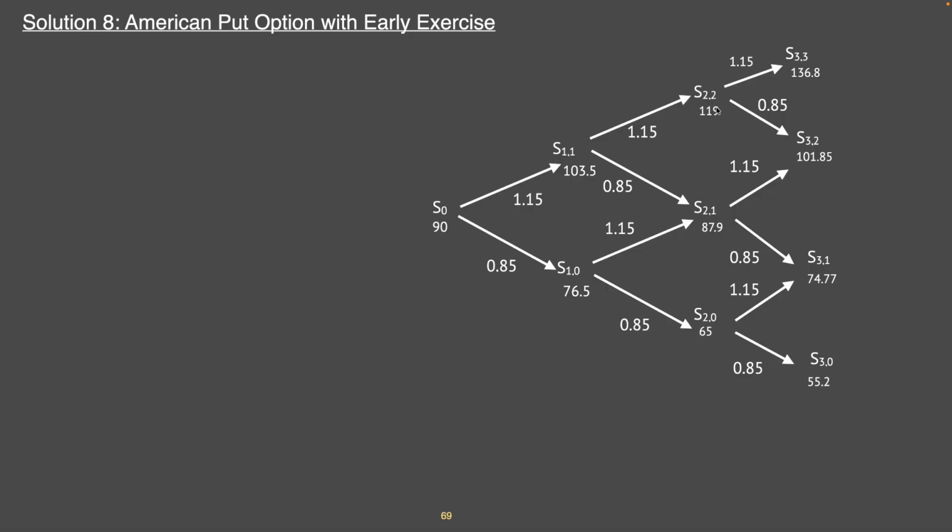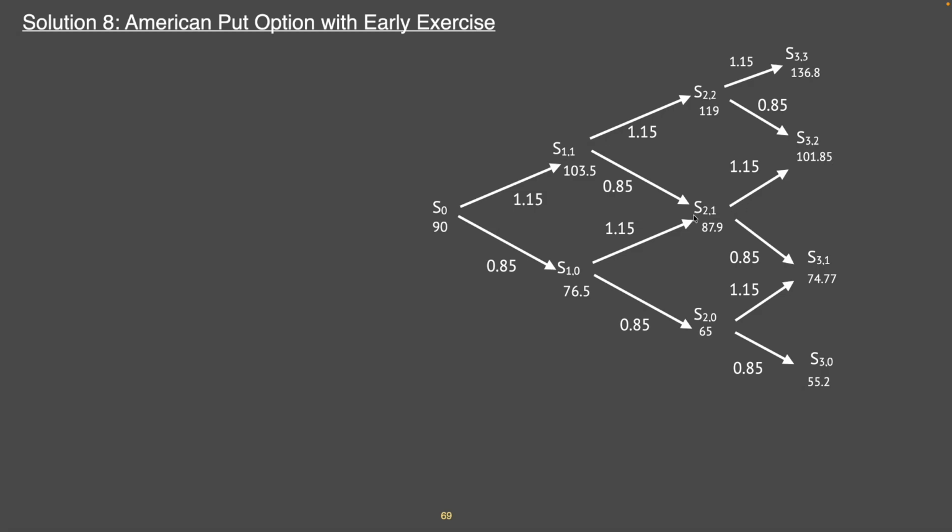Here, this S22 has again a probability of moving up by 1.15. So you get S33 as 136.8. And this 119 has a probability of moving down with D, 0.85. So the S32 value will be 101.85.